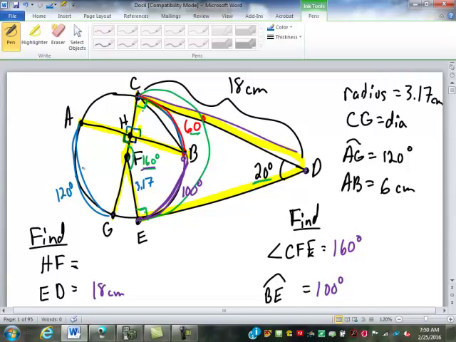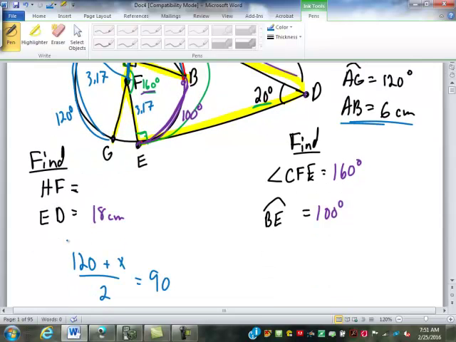So anyway, HF. Anybody find HF, this distance right here? Anybody know what AH would be? Same from A to H as H to B. That would be 3, half of the 6. We know this is 3.17, right?